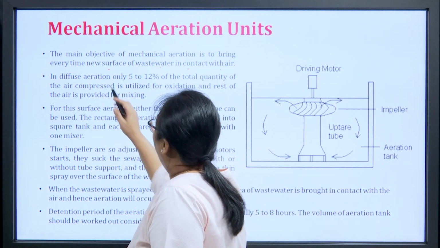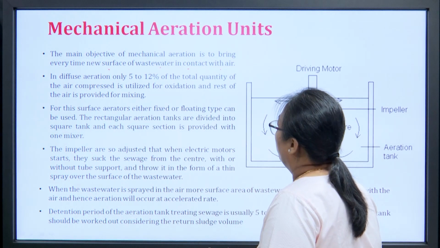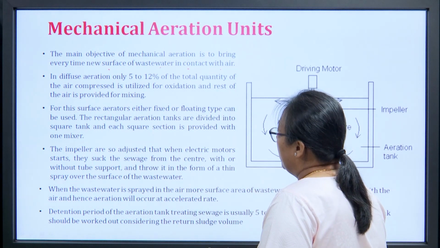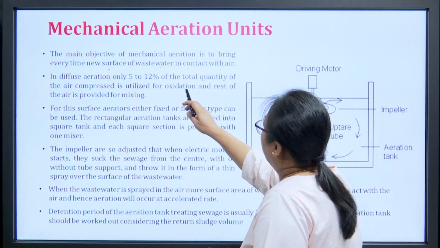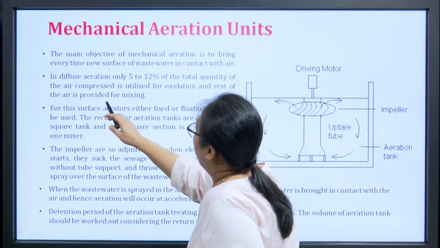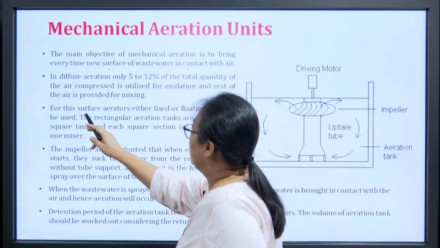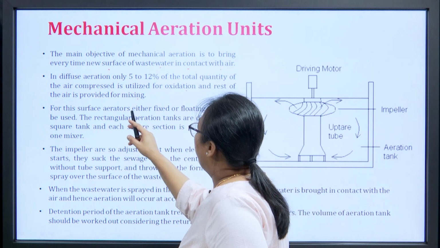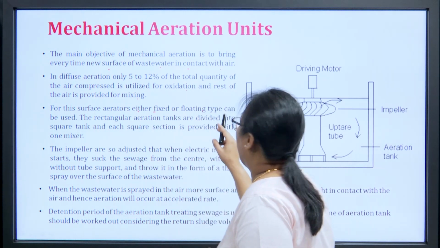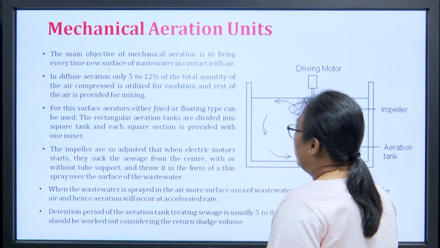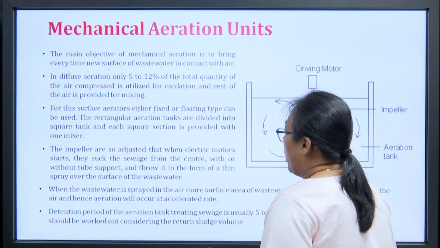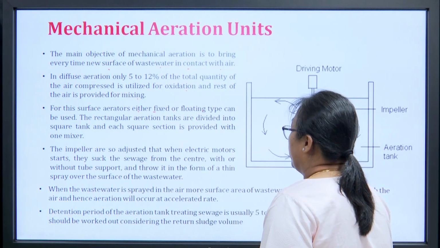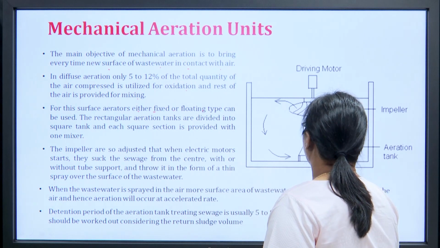In diffuse air aeration, only 5 to 12% of the total quantity of air compressed is utilized for oxidation, and the rest of the air is provided for mixing. For this, surface aerators, either fixed or floating type, can be used. Rectangular aeration tanks are divided into square tanks, and each square section is provided with one mixer.